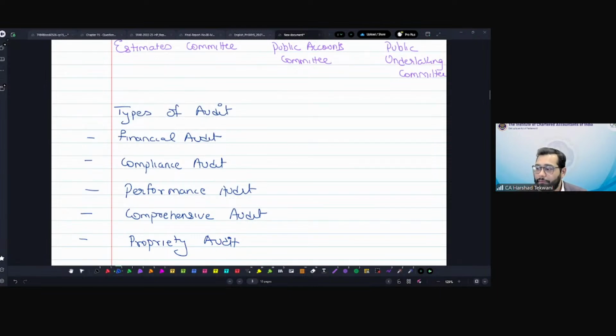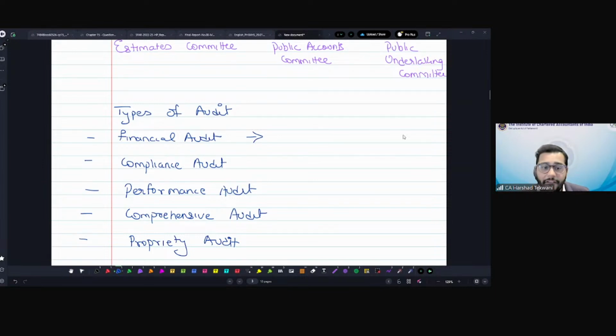Now, I'll not go to the financial audit because we have already discussed it. We have seen it multiple times. That is a normal audit with respect to expressing an audit opinion on the financial statement, and that is the part. So that is a financial audit, our normal statutory audit that we discussed.